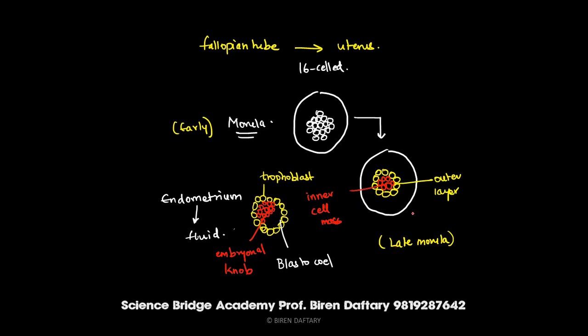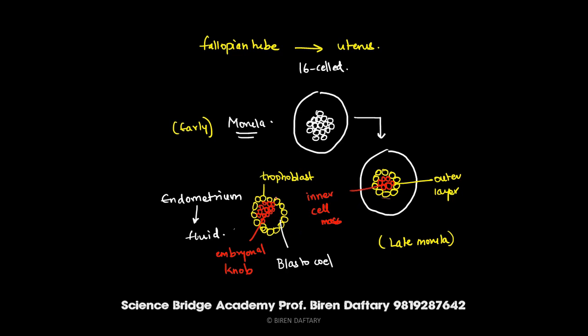So what happened was, when the morula reached the uterus, the endometrium, the inner wall of the uterus, this zona pellucida disappeared. The outer layer of cells absorbed fluid from the uterus and they became flat, and because of that a space was created inside which was called blastocele, and this embryonal knob are the cells which are the inner cell mass which have moved to one end. So now this structure which is formed is called a blastocyst or a blastula. The next stage after morula is called the blastula.